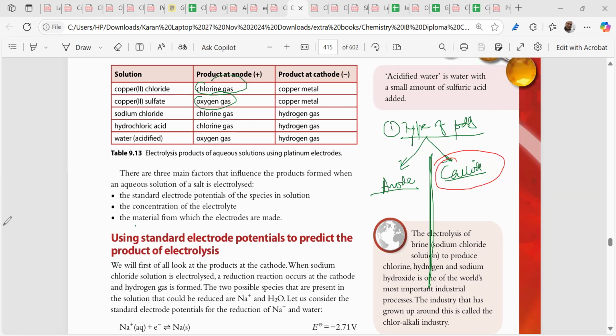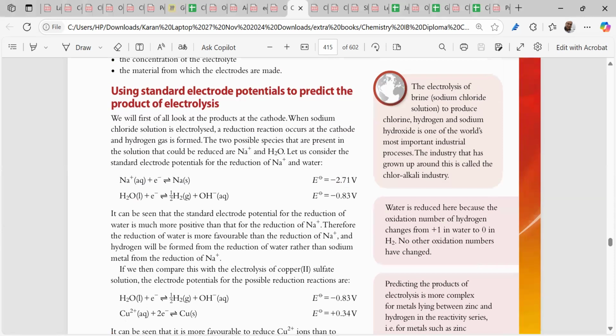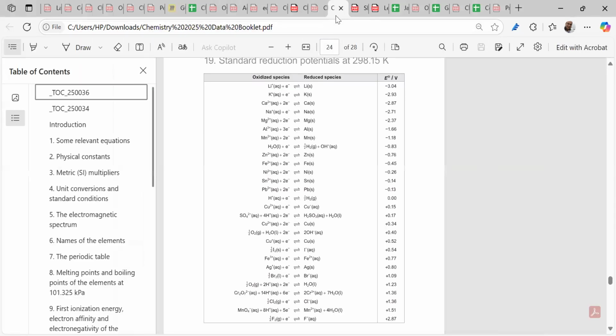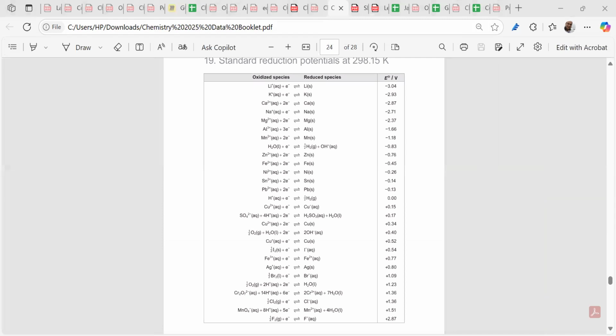Suppose we are taking NaCl. Now concentrate on this, and open your data booklet also quickly. Open your data booklet to, wait, just give me a minute. Yeah, open your data booklet to number 19, and remember this. 19 is that, isn't it? Now you have opened, right?